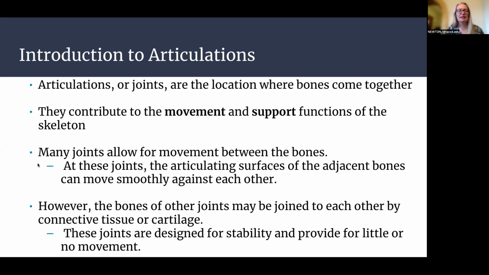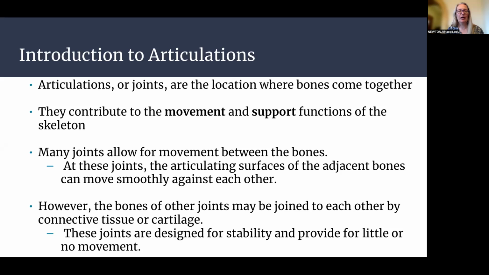So as I've already hinted at, many joints allow for movement between the bones. And probably before you took this course, that may be how you thought a joint would work. Like you can have a shoulder joint or your hip joint, somewhere where there's movement going on. So many of the joints that we're going to look at today are of this form. This is where we have those articulating surfaces of the adjacent bones moving smoothly against each other.